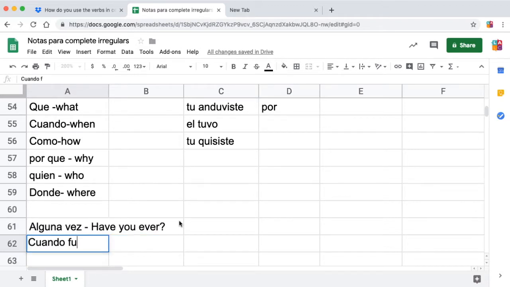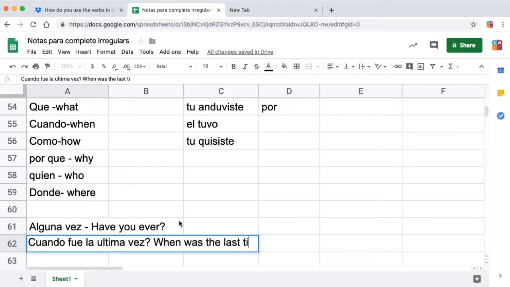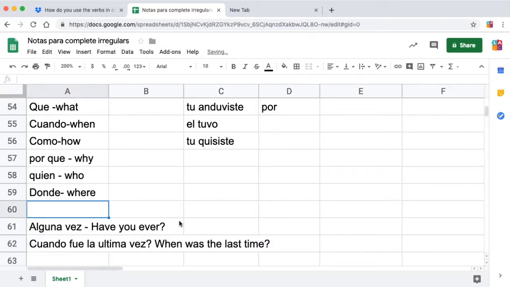Or ¿cuándo fue la última vez? Última vez. When was the last time? ¿Cuándo fue la última vez? So, now, again, coming back to our verbs that we need to practice.